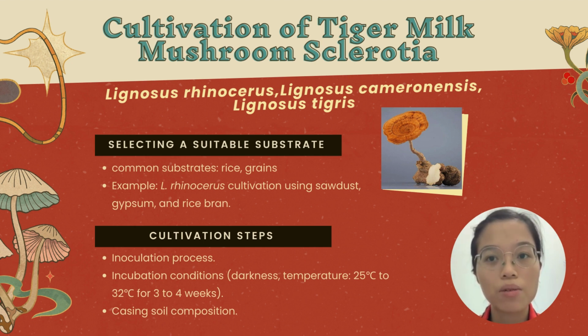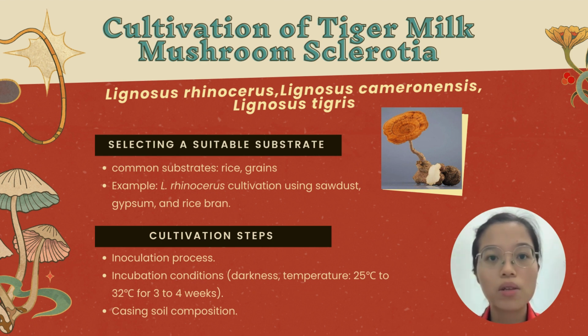Common substrates include rice or other grains. For example, Lignosus rhinoceros is cultivated using a substrate comprising sawdust mixed with gypsum and rice bran. The cultivation of L. rhinoceros involves the following steps: inoculating a sterile substrate in a container with mushroom spawn. This ensures proper sterilization to prevent contamination.